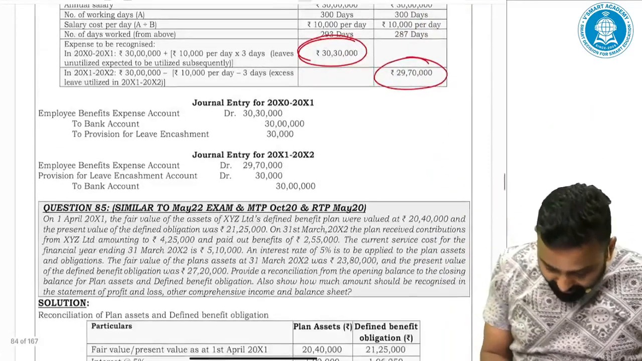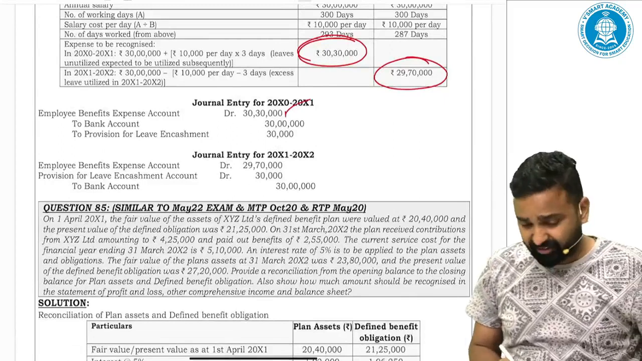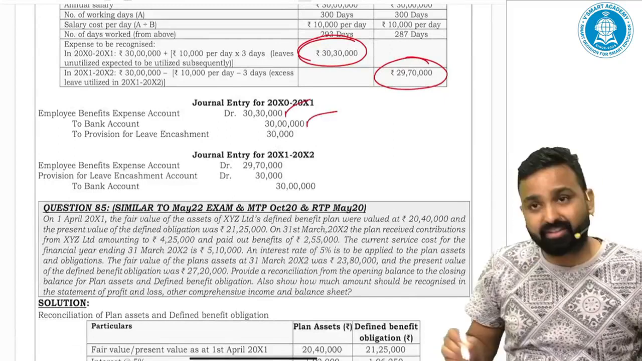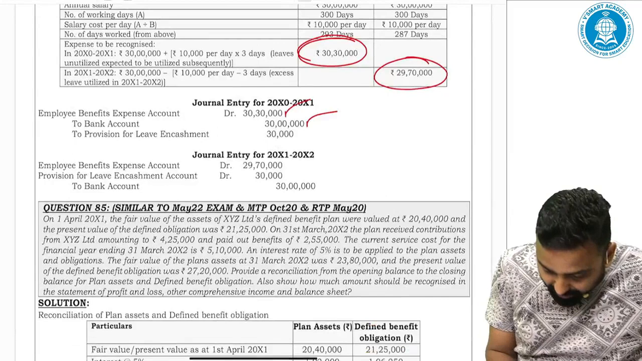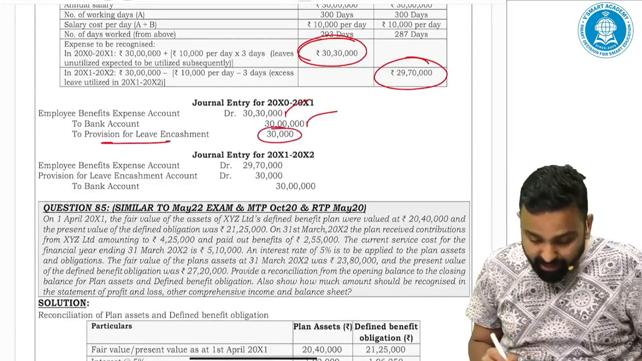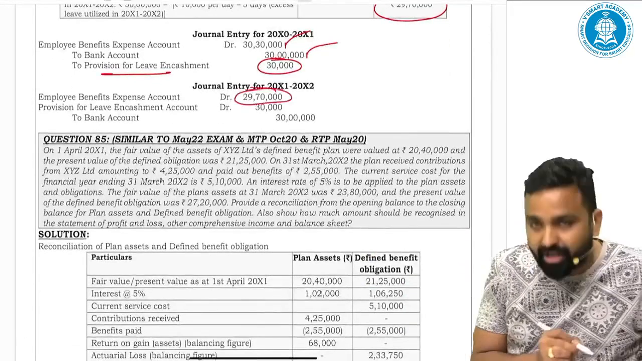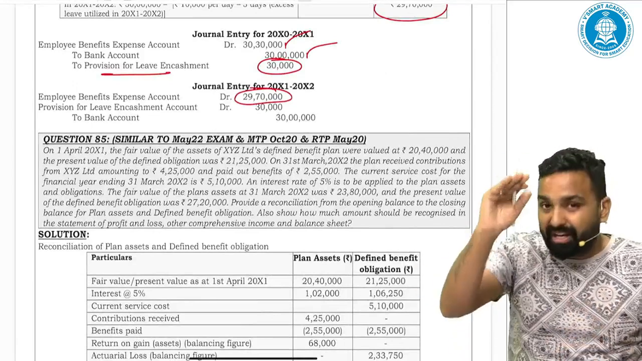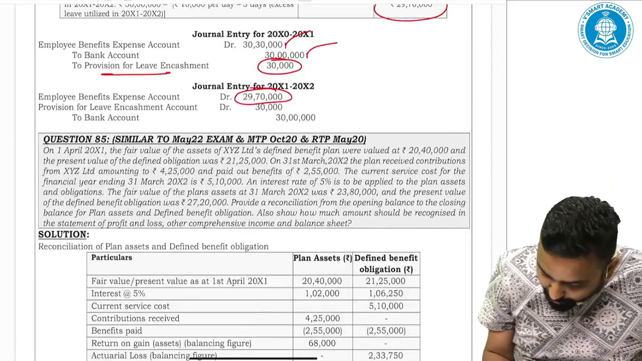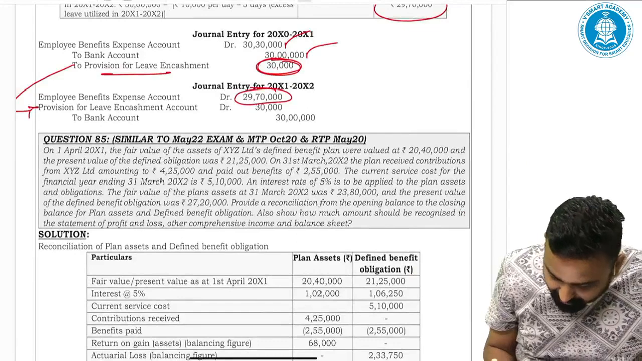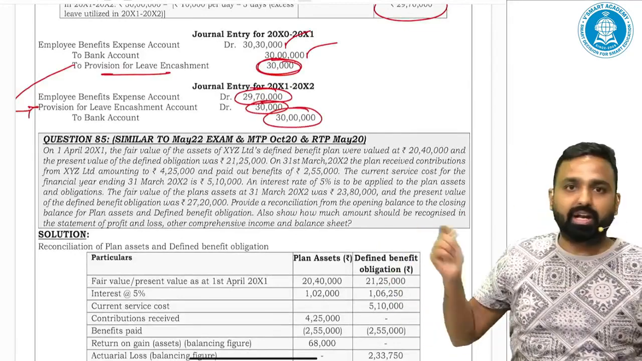So look, what is the entry? Employee benefit expense of first year, 30,30,000. But I actually paid 30 lakh only, and the remaining is provision for leave encashment, 30,000. In the next year, I will book expense only of 29,70,000, because Niranjan gave me lesser services. And this provision of first year will be reversed, 30,000, and I actually paid 30 lakh.